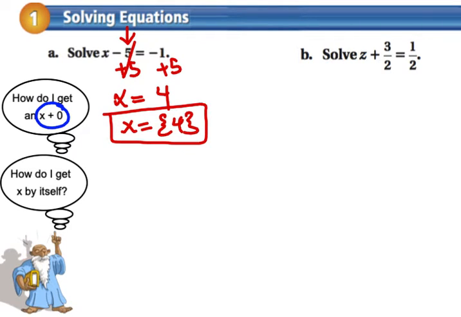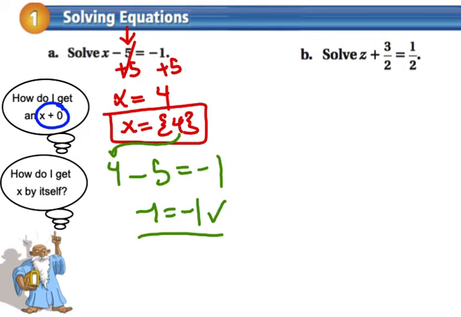Now just checking the solution, we take the original problem, x minus 5 equals negative 1. Let me fix that up a little bit. Equals negative 1. And we're going to replace the x with 4. So we replace the x with the value we got for x. And 4 minus 5 is negative 1. Negative 1 equals negative 1 is true. So this is the solution.